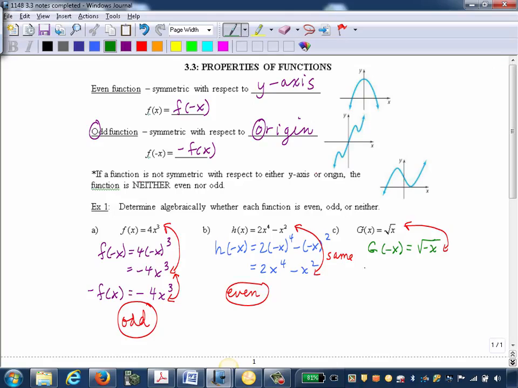So now I have to find negative g of x. So I'll just multiply a negative out in front of my original function, the square root of x, and I get negative square root of x. So now I want to compare these two. I want to compare g of negative x with negative g of x. So if I compare here square root of negative x and negative square root of x, we can see these are not the same. So that tells us that this function is neither even nor odd.